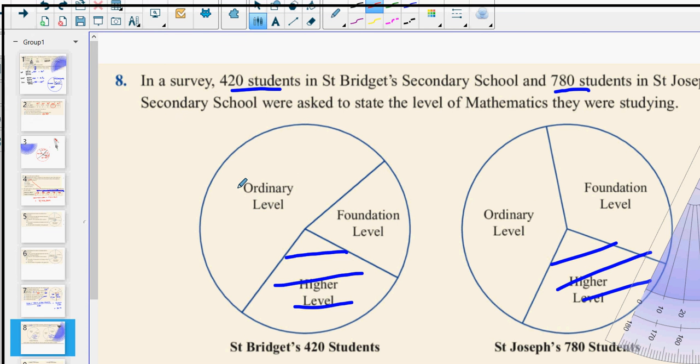Now, even if, for argument's sake, they are exactly the same angle, let's say they're both 90 degrees. I know I'm wrong, but let's just call them both 90 degrees for clarity's sake. 90 degrees is 1/4 of the school. Would you agree with that? But what's 1/4 of 420? That's 105 students. And what's 1/4 of the larger school? What's 1/4 of 780?